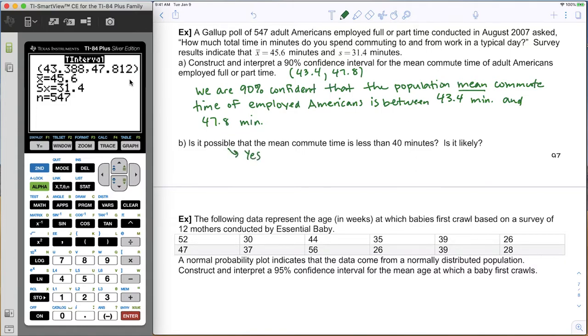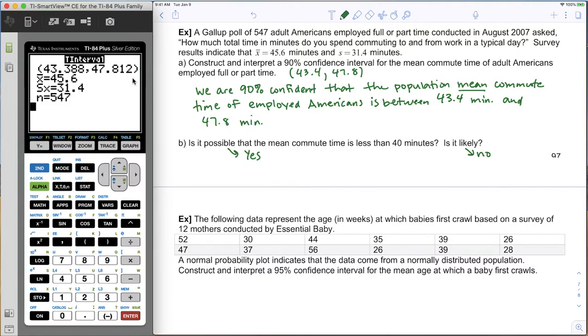It is possible. Is it likely? Well, no, because we are 90% confident that the mean time is between 43 and 48 minutes. So is it likely that it's less than 40? No, it is not likely. Right, so that goes ahead and answers that question.